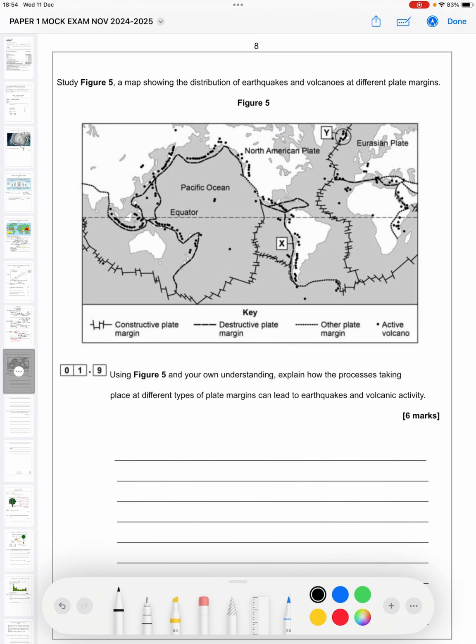There isn't actually that much happening on this map. So you've got different plate margins with different icons. So we can see here that this is a constructive. We can see that that up there is a destructive. And we can see that there is other, but for us that is a conservative. And then we've got active volcanoes basically all over the map. And then we've got the names of plates. Okay, we know that. So looking at the question then, we pick it apart.